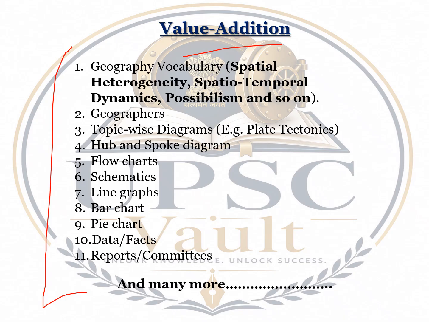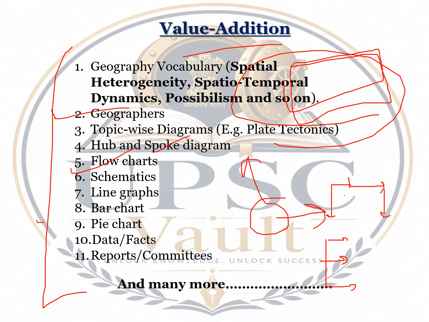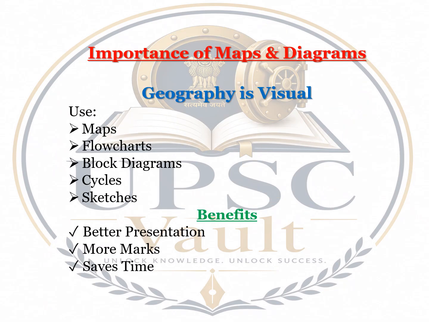Then geographers relate with the perspective part. Topic-wise diagrams, for example plate tectonics, the hub and spoke model, this one. Then flow charts, either this type of flow chart, or these types, or you can draw these kinds of flow charts. Then schematics, where you are showing everything on the diagram. Line graph, bar chart, pie chart, we will be reading about this in upcoming classes. Then data, facts, reports, committees, and many more. Whatever you think can add value.